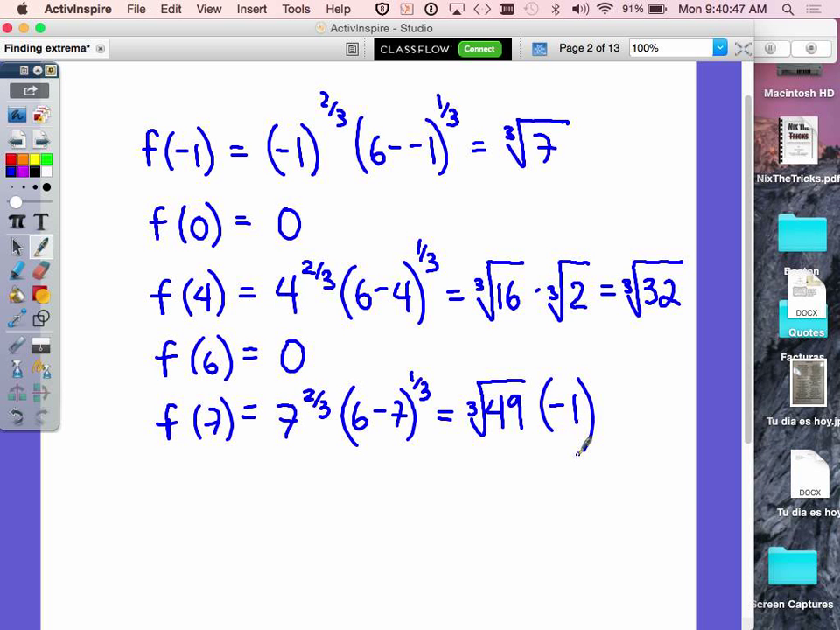I can see that the first 4 of these are all positive, and the last one is negative. And so therefore, it's clear that f at 7 is my absolute minimum. So I'll just label that over here so that I don't forget. That's my absolute minimum right there. Now I'm left with choosing the largest of the remaining 4 possibilities for the absolute maximum. Well, at 0 and 6 I'm at 0 in both places, and f at -1 and f at 4 are both greater than 0, so I can rule out 0 and 6. And now I'm just left with deciding which is larger, f at -1 and f at 4, and clearly the cube root of 32 is bigger than the cube root of 7, and so this is my absolute maximum.